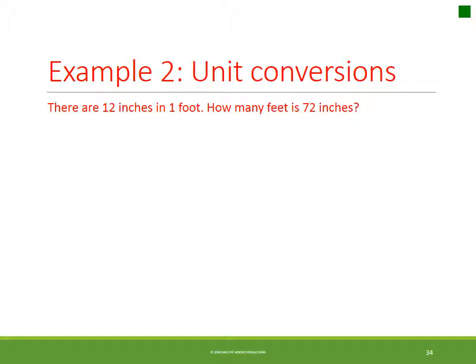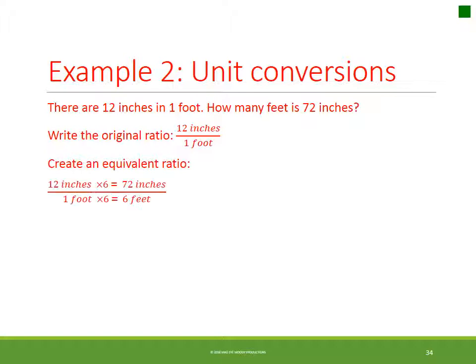Let's do another example. There are 12 inches in 1 foot. How many feet is 72 inches? Step 1 is always to write the ratio that we are given. Our 2 quantities here are inches and feet. So we're going to set up our original ratio, 12 inches per foot, and we're going to use that to create an equivalent ratio. We're looking for 72 inches, so we are going from 12 inches to 72 inches. So how do I get from 12 to 72? Well, I'm going to multiply. So what am I going to multiply 12 by to get 72? Well, 12 times 6 is 72.